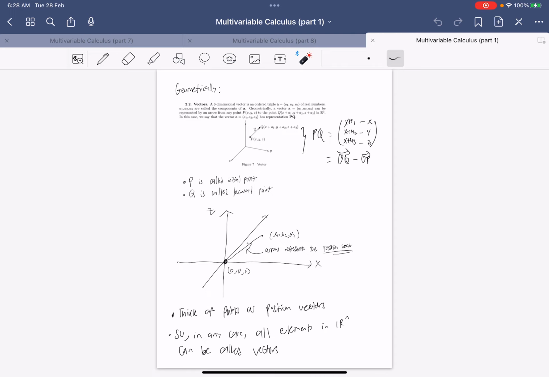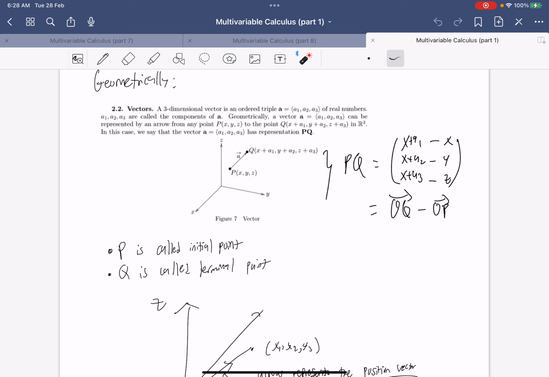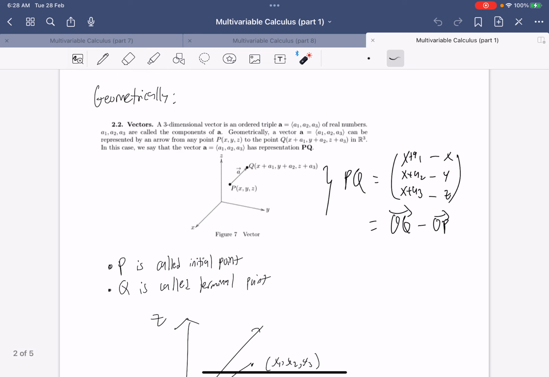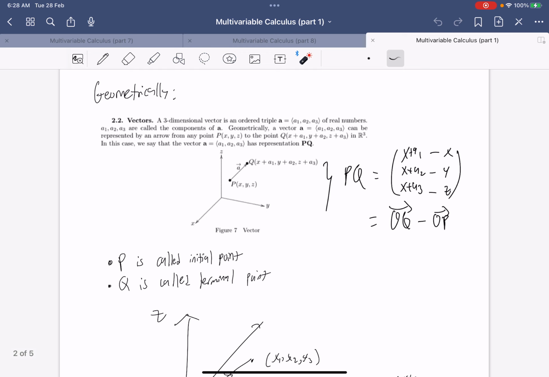So what are vectors? Geometrically, a vector is an ordered triplet. What we want to understand is that when we are given a vector, we can represent it by an arrow. Earlier I said that the points in the vector space are also ordered triplets. But we can also think of the ordered triplets as going from one point to another. For example, if Q is (x plus a1, y plus a2, z plus a3), then P is (x, y, z).